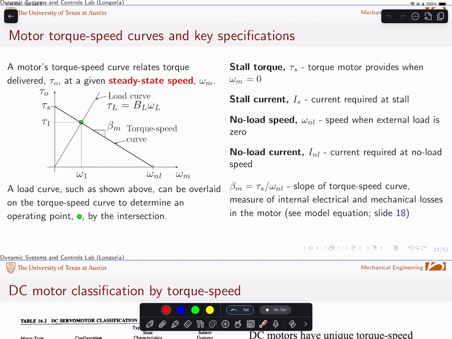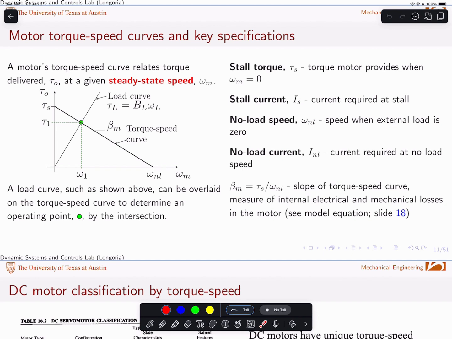So the motor torque speed curve shown here is plotting output torque versus speed, and it's this curve here. And there are 2 key specifications. The stall torque is the torque at 0 speed. There's also a stall current in that condition. There's a no load speed that's also important, typically considered the top speed when there's no load, right? And then there's a no load current for those conditions. Normally that current is overcoming internal losses.